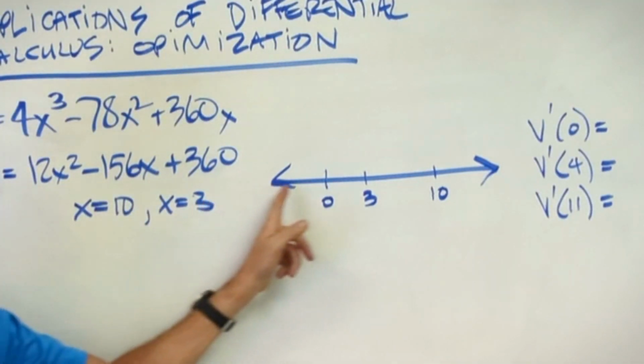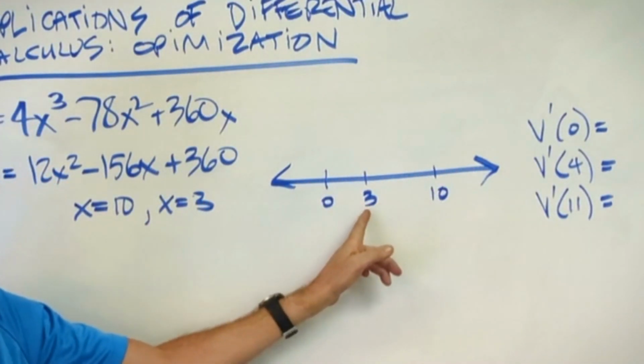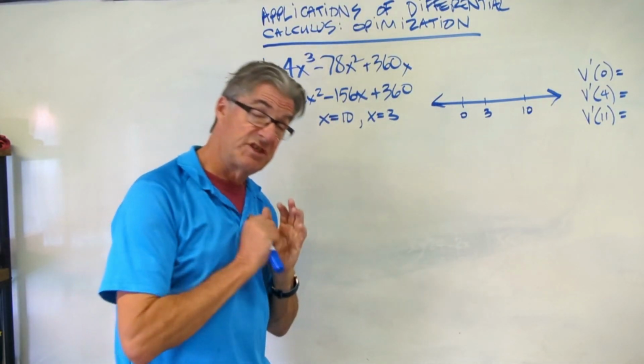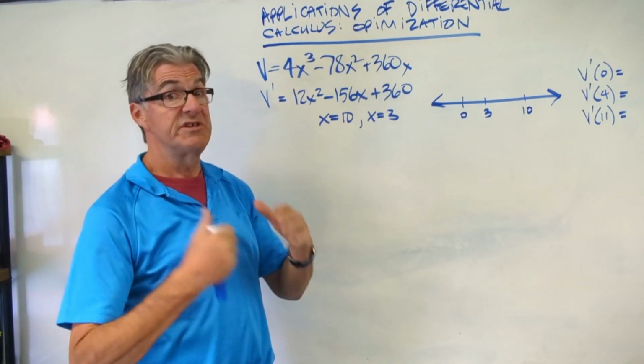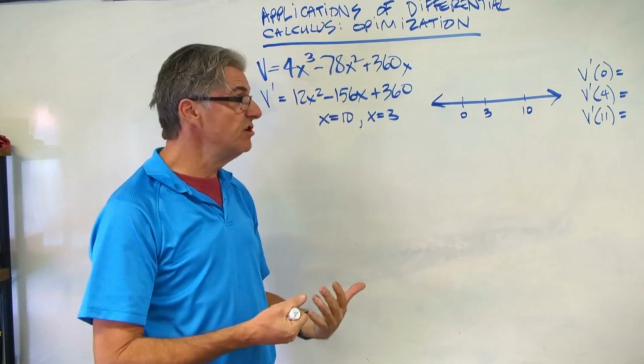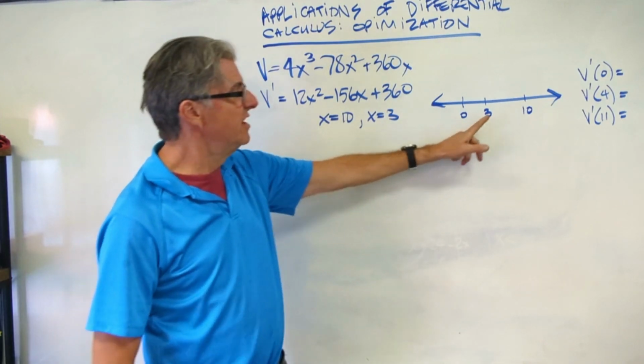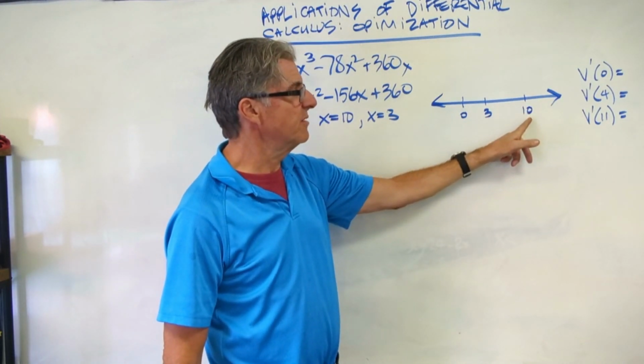So I went ahead and drew my number line with my turning points. Remember, the solutions to the first derivative are where the tangent line slope is 0, which is a turning point on the original function. So I kept my 0 in there. I just like that for a reference. Here's a turning point, and there's a turning point.